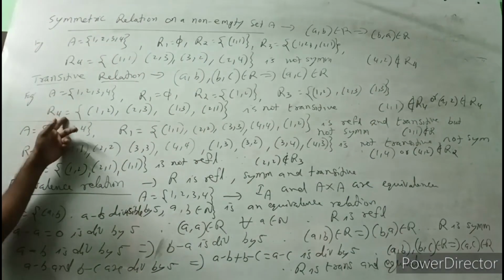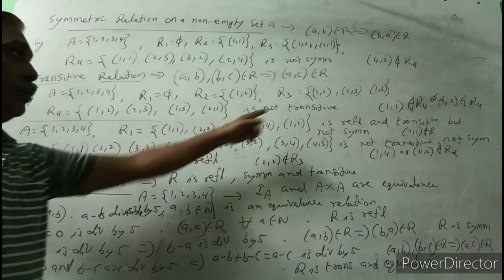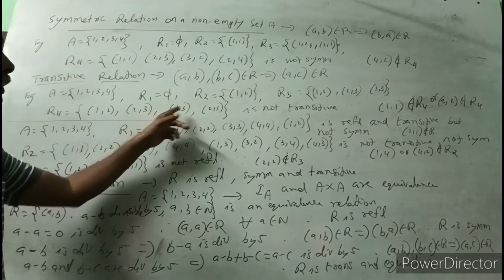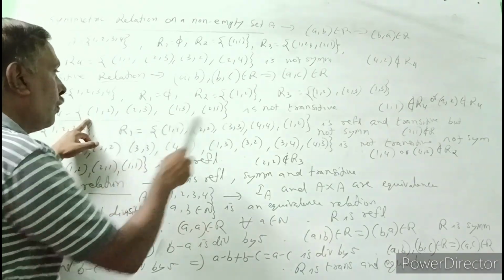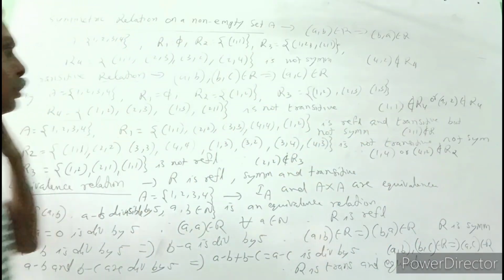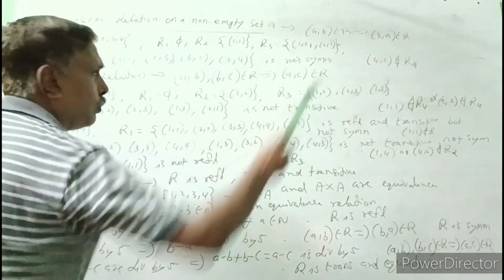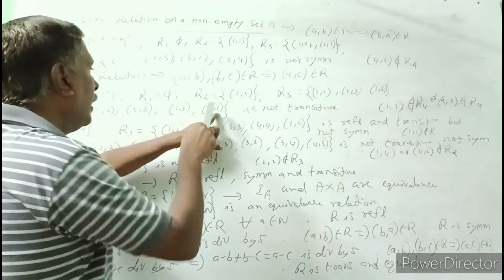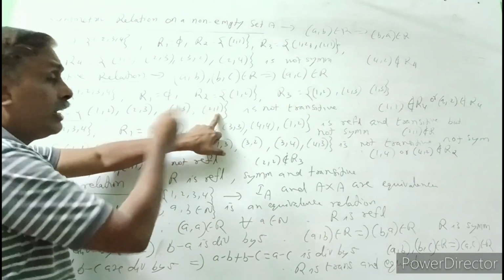See the next one, R4: (1,2), (2,3), (1,3), (2,1). It is not transitive because (1,2) is there, (2,1) is there, so with the first and last element, (1,1) also must be present, and (1,1) is not there. Similarly, (2,2) is also not there, or any one of that. Any one is only required to show. See that 2 is related to 1. Now come back to (1,2). It is a set, so you can write elements anywhere.